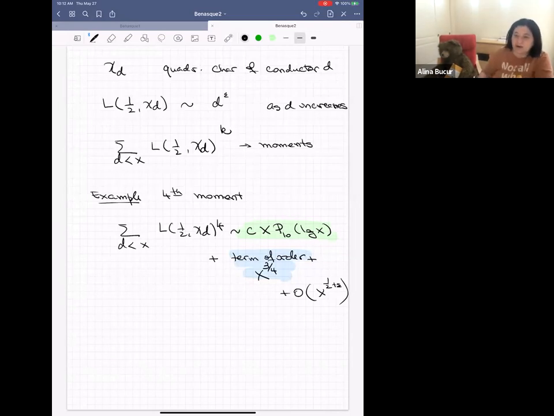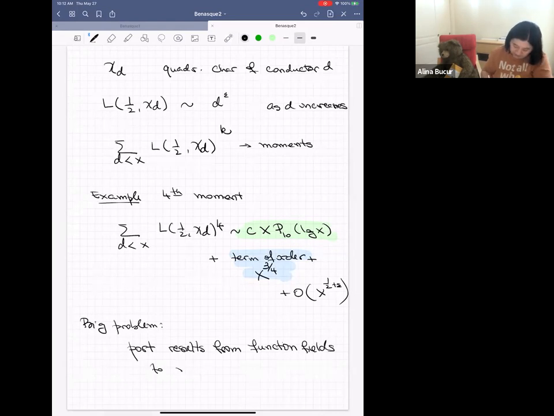But of course, I should say that in this geometric situation, the big problem that we have is to try to port results from function fields to number fields.